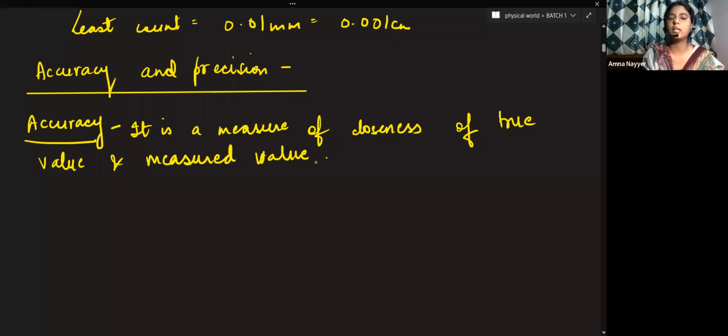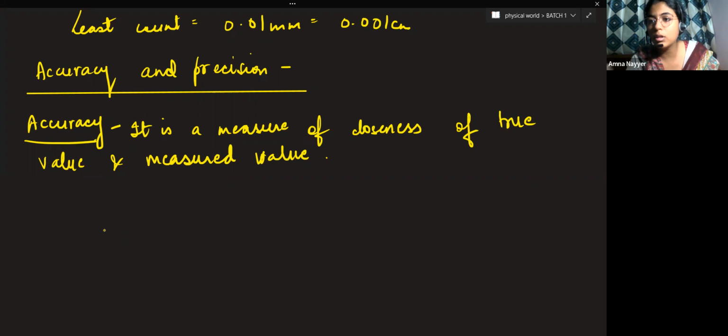True value and measured value. If this difference between the actual value and the measured value is very small, then you can say the measurement is accurate. For example, in this example, it was 10 centimeters. Fahad was getting 9.9 centimeters. What's the difference? There's a very slight difference, 0.1. Then I say the answer is accurate. The measurement done by Fahad is accurate.